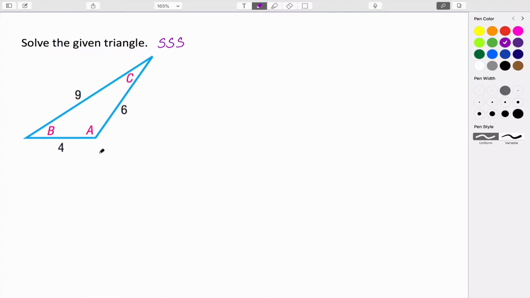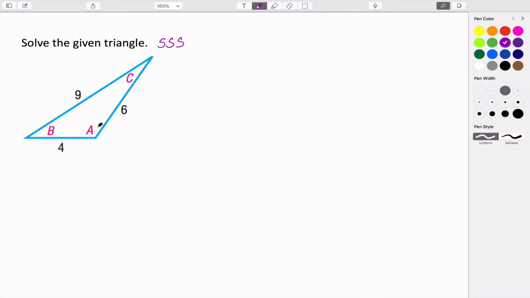So law of cosines. Now, when you're starting with law of cosines, it's usually best, if you can, to try and find the largest angle first. If you do that, then if you decide to use law of sines down the line, you don't have to worry about it potentially being an obtuse angle measure. So I'm going to find the measure of angle A first.